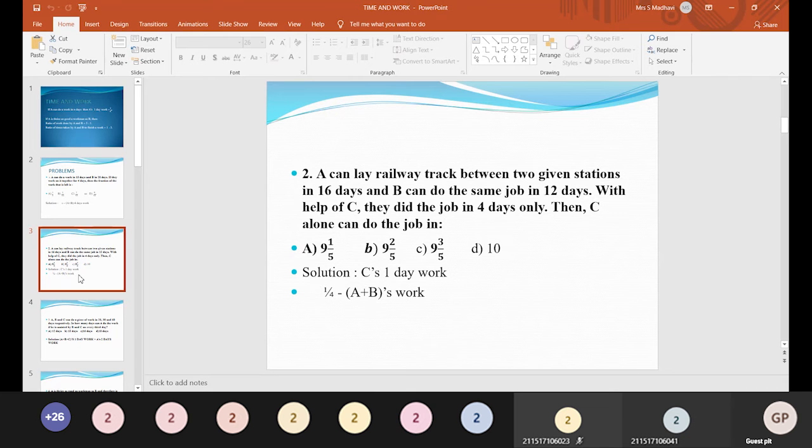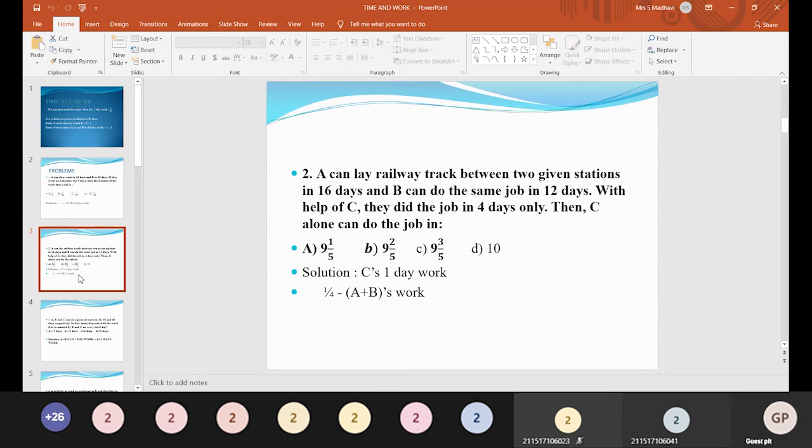C's 1 day's work means A plus B plus C's 1 day's work minus A and B combined 1 day's work. A plus B plus C's 1 day's work is nothing but 1 by 4. Then C's 1 day's work is equal to 1 by 4 minus (1 by 16 plus 1 by 12), which is equal to 1 by 4 minus 7 by 48, which is equal to 5 by 48. This is C's 1 day's work.